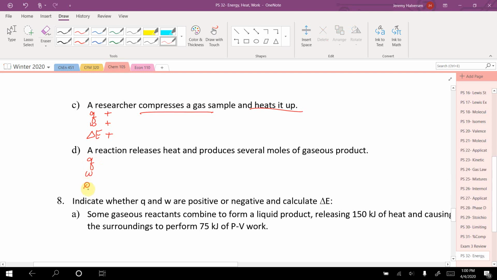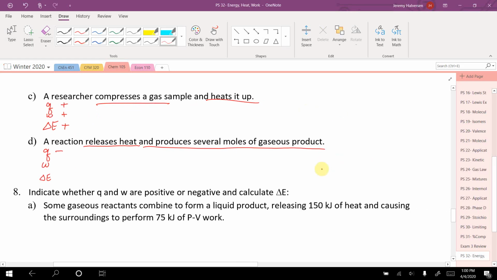This one, Q, W, delta E. A reaction releases heat, so that's exothermic, so Q is negative, and it produces several moles of a gaseous product. Remember how moles are related to volume. If moles increase, volume must increase if pressure and temperature don't change. So moles increase, so volume increases, which means work is negative, which means delta E there is negative.